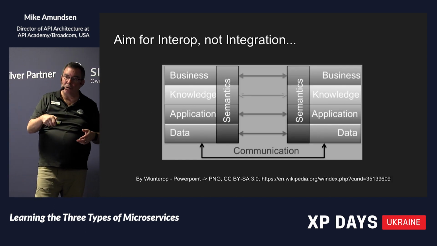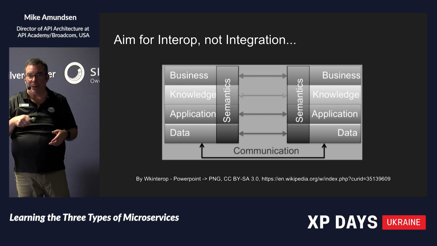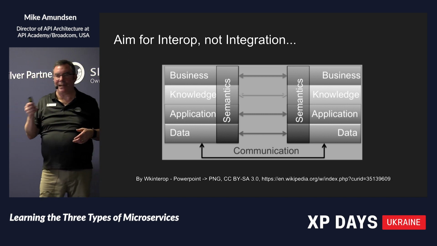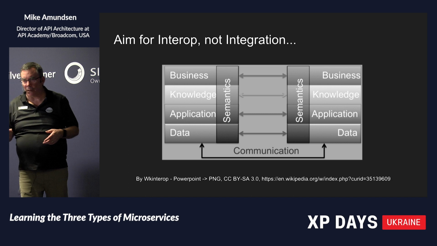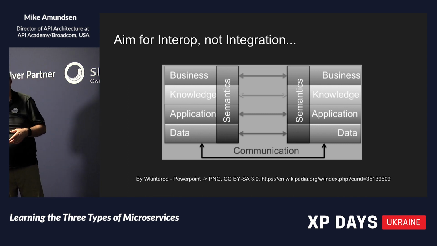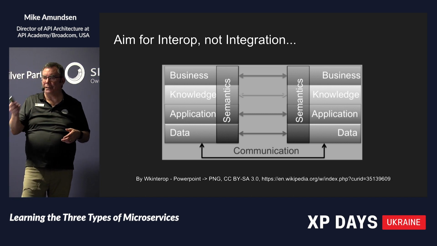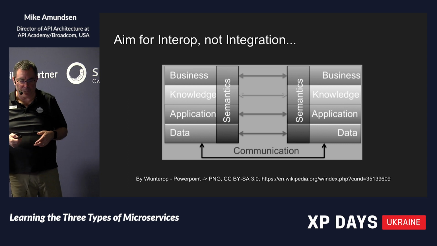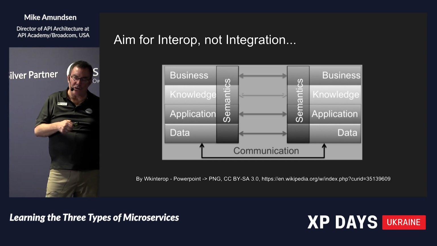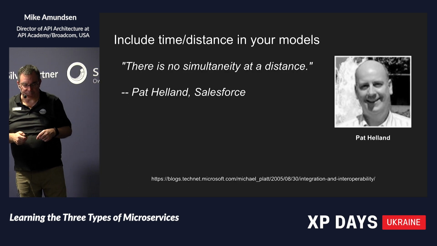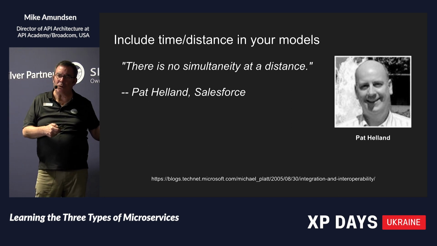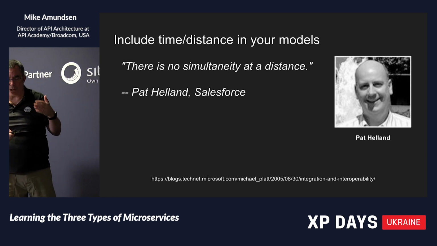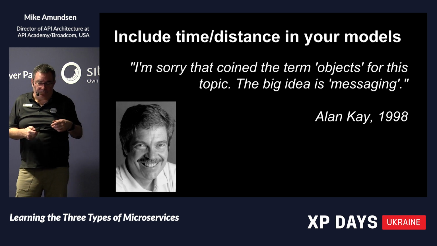The way you integrate is through understanding, through semantics and messages, not through data types, not through database models, not through source code. Just because we're all written in Node doesn't mean we understand each other. So communication through the semantic layer is really important. We've already talked about the importance of time and distance when we talked about Pat Helland.